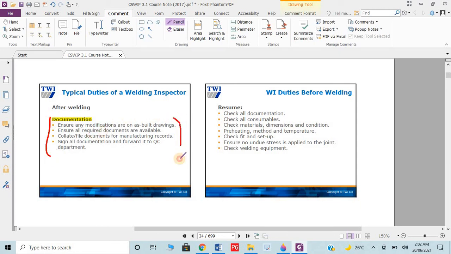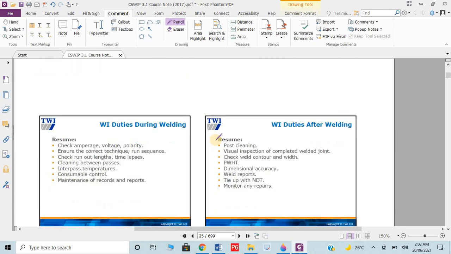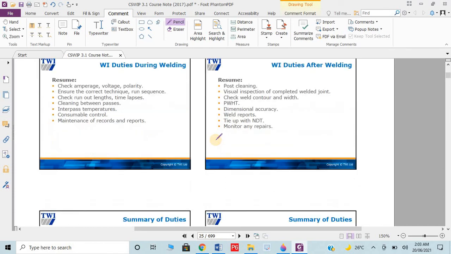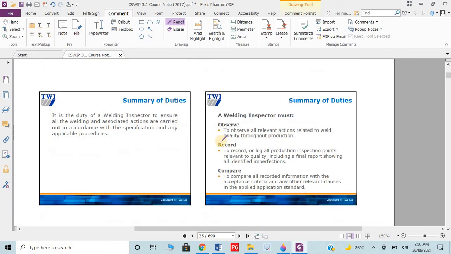All the welding job has been done as per the as-built drawing. Ensure all required documents are available, meaning drawings, WPS, welder qualification, ID card, welder identification card, and collect final documents with the manufacturing records. Sign all documents and forward them to QC. All the documents he has to finalize, and deliver to the QC department. Resume, check all documents, consumables, dimensions, setup, etc. These are not very important considering the final exam. So that's why I'm going to give you an overview.